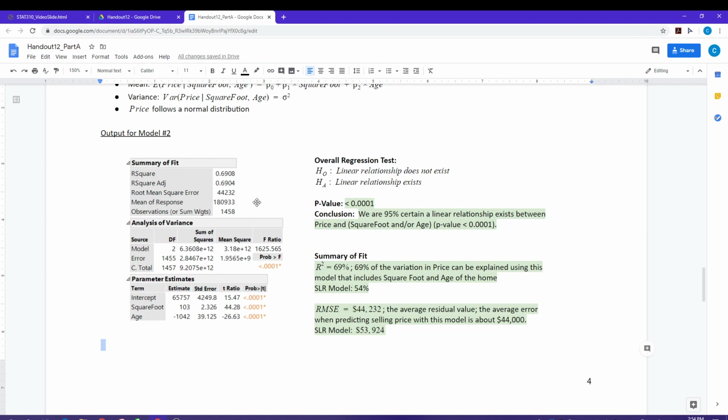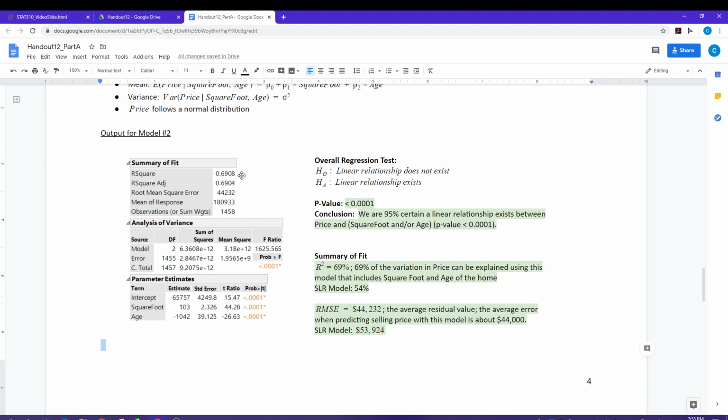So how about model number 2? Well, if we look at the analysis of variance part, we continue to see that price can be predicted using square foot and/or age. So that p-value is less than 0.05 there.